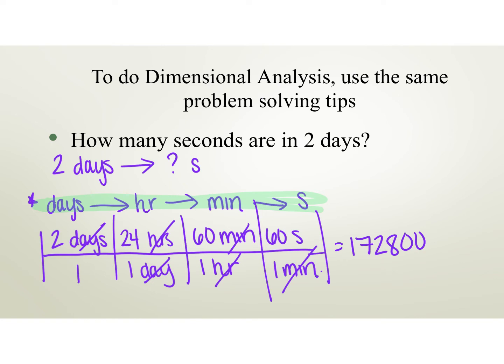Okay, you would have to round that. What would you round that number up to? Okay, so you would have to look at the 7. You would round it all the way to 200,000. So that means 2 days is roughly 200,000 seconds.